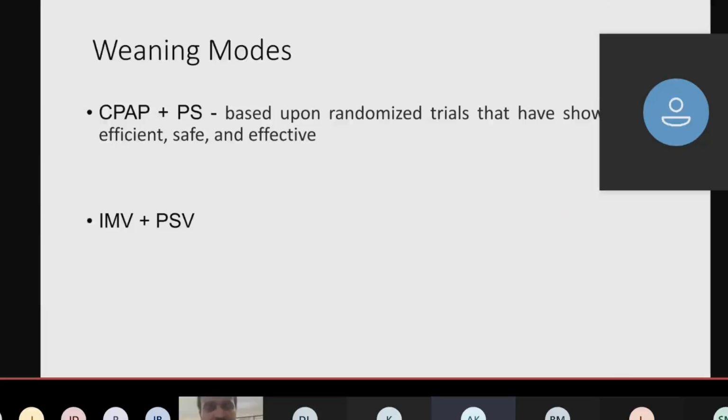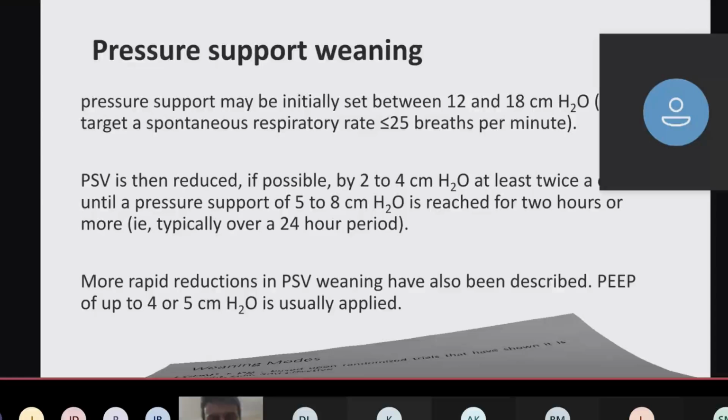But preferably, weaning modes, what they say is, with multiple randomized trials, what they have found out is CPAP with pressure support is the best weaning mode. The other weaning modes include intermittent mandatory ventilation with pressure support ventilation. So basically, it is a pressure support weaning.